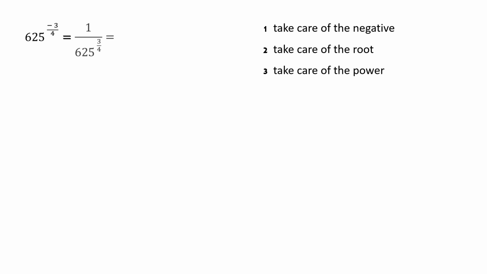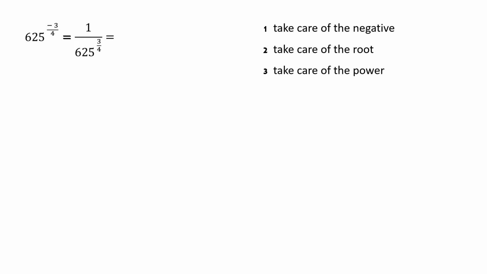All right, so let's take a look at a couple. We always want to start by, if there is a negative on the exponent, take care of the negative first. Then take care of the root, and then take care of the power. I don't have to go in that order, but if I do the power first, the numbers get really large. So I want to do the roots before the powers. Okay, so if I see a negative exponent, I can get rid of the negative by placing the 625 to the 3/4 power in the denominator of a fraction with 1 as the numerator. Now I can take care of the roots.